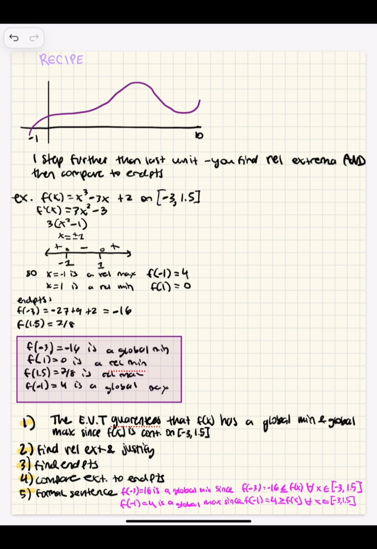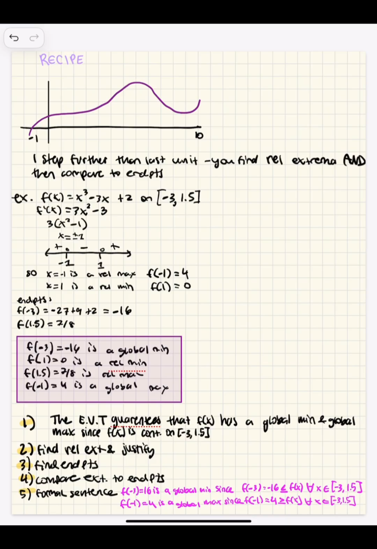So step 1 is to state, and you should state this, the EVT guarantees that f of x has a global min and global max since f of x is continuous. This is stating continuity, but this is the way of phrasing it: the EVT guarantees that there's a global max and global min on this interval since it's continuous on this, right? Then you're going to find the relative extrema and justify. This is what we did in the last unit, right? So this is familiar. That's why it doesn't have any other explanations. The justifications are the same.